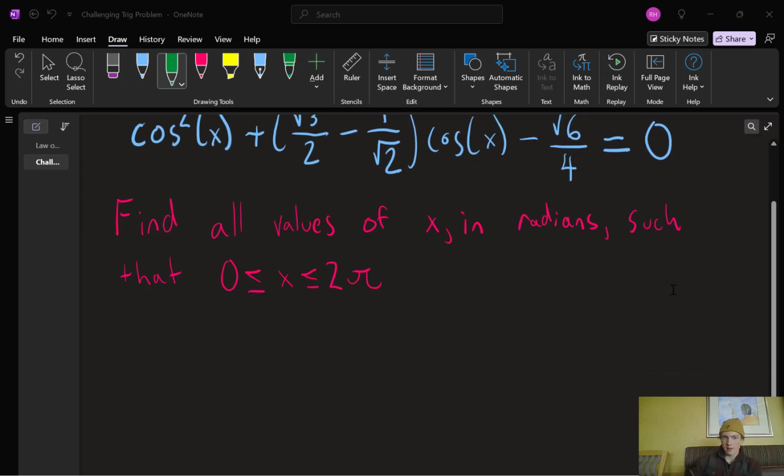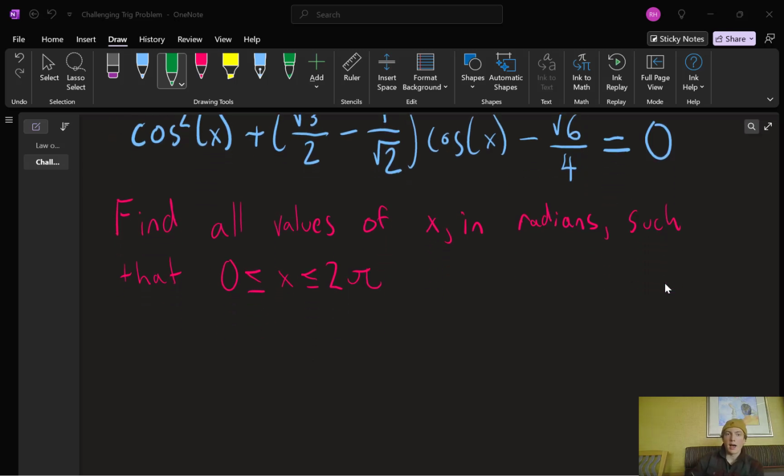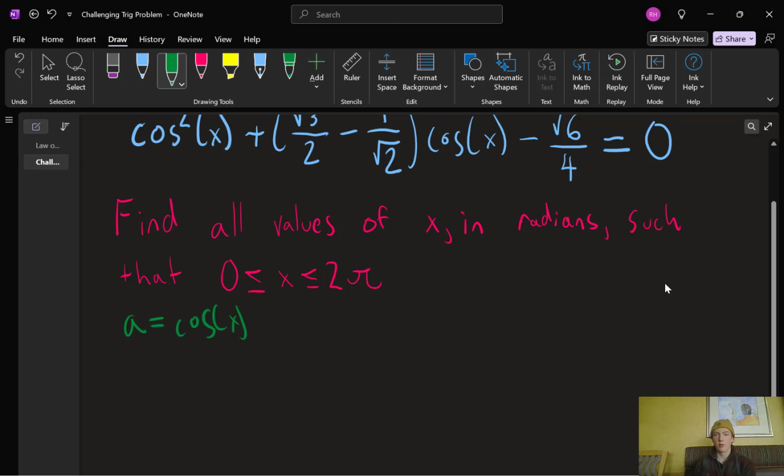Okay, so first thing I'm going to do is read it off. Cosine squared of x plus square root 3 divided by 2 minus 1 over square root 2 times cosine of x minus square root 6 over 4 is equal to 0. Our task is to find all values of x in radians such that x is between 0 and 2 pi inclusive. So the first thing I'll do is say that a is equal to cosine of x, because this will simplify the problem.